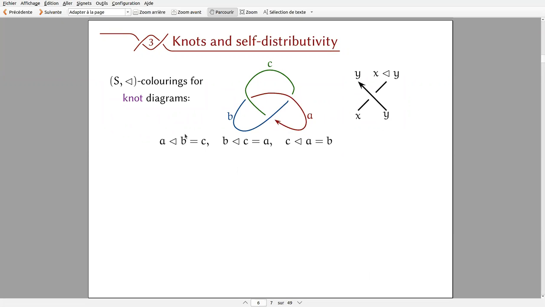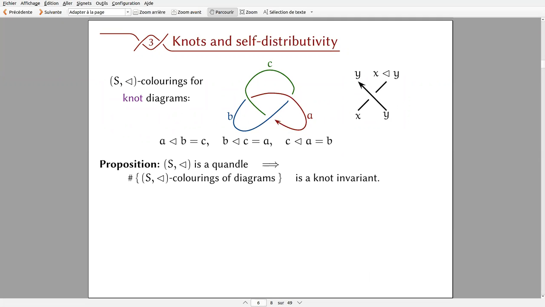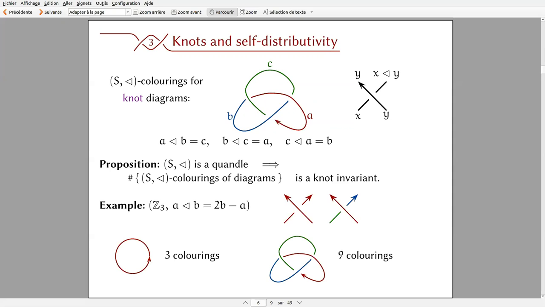For example, to color this diagram of the trefoil knot, you get 3 colors, which will be related by 3 relations. And since if you have a quandle, you automatically have the compatibility with the 3 Reidemeister moves, you can just compute the number of colorings of a diagram by a given quandle. It will give you a number which is an invariant.